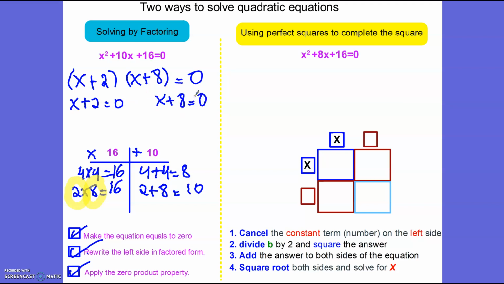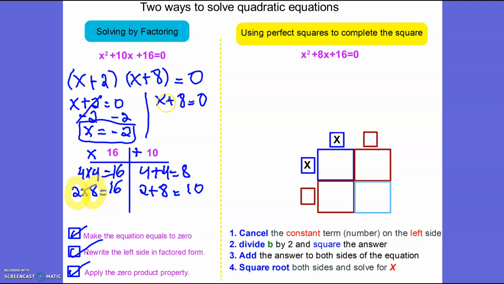So now I have to leave x by itself. So I have positive 2. In order to cancel that, I need to subtract 2 from both sides. So now I have x equals -2, and that's one of my answers.